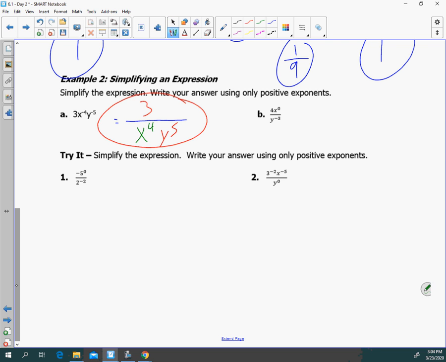So take one little piece at a time. Anything with a 0 is the whole number 1. Anything with a negative exponent, let's move it. Okay? So let's try that. Letter B. This 4, does that have a negative exponent?